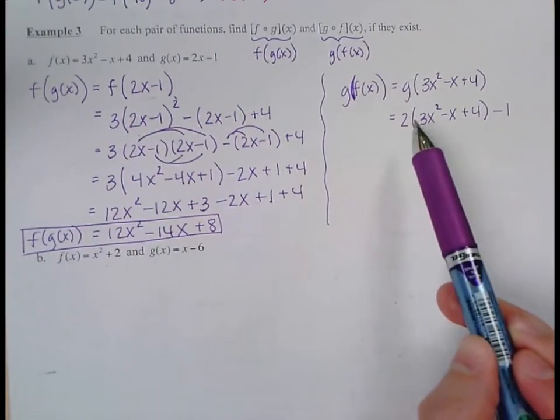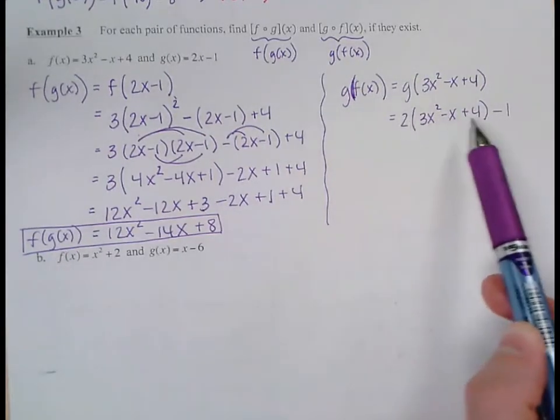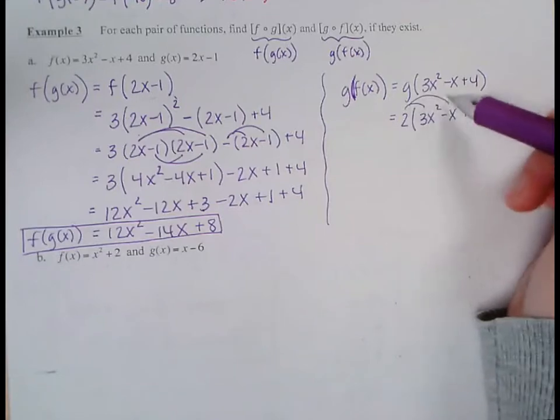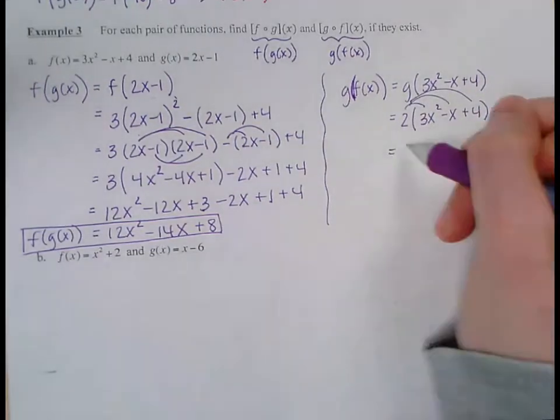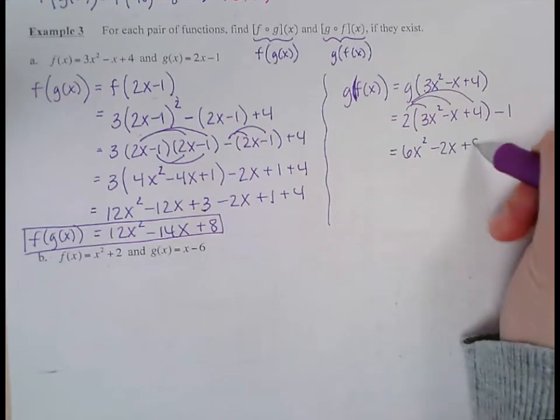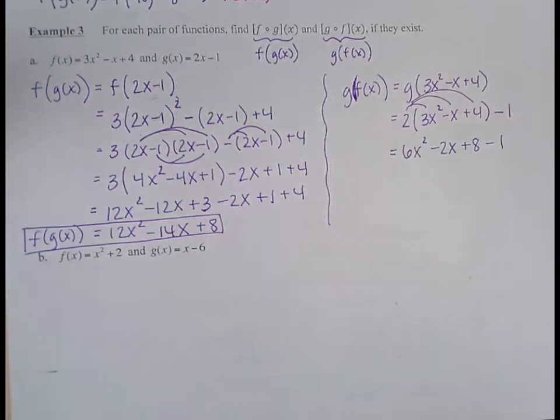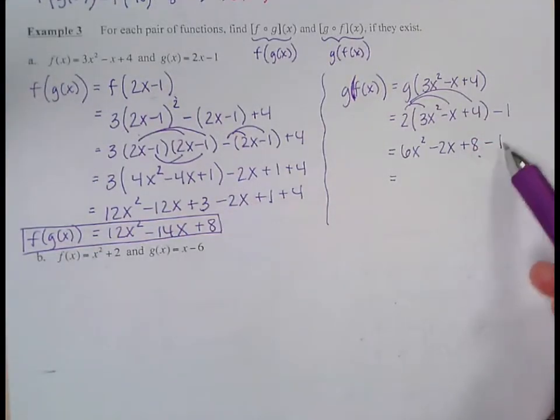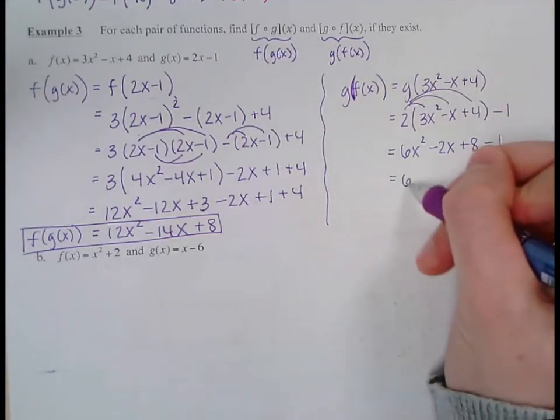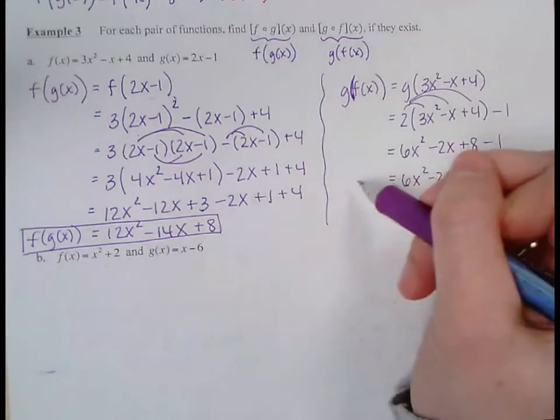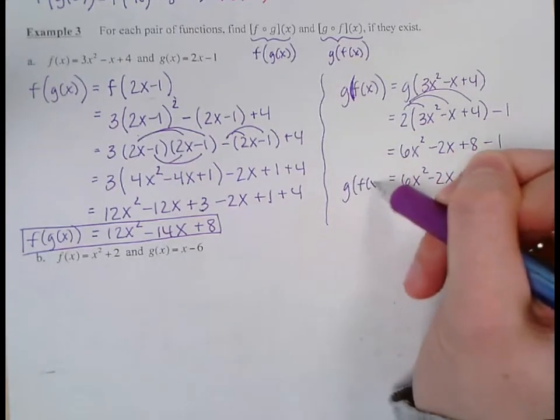So then all I need to do to simplify this is distribute the 2 and then combine like terms. So if I distribute the 2, I'll have 6x squared minus 2x plus 8, and then I still have minus 1 at the end. So I can combine the 8 minus 1 to get 7, so 6x squared minus 2x plus 7 is the function g of f of x.